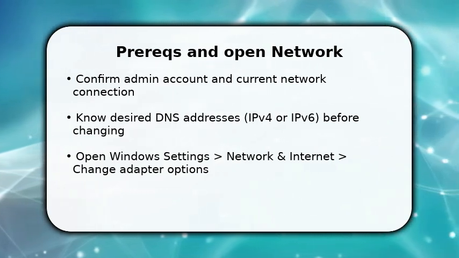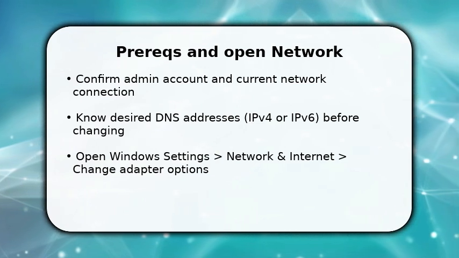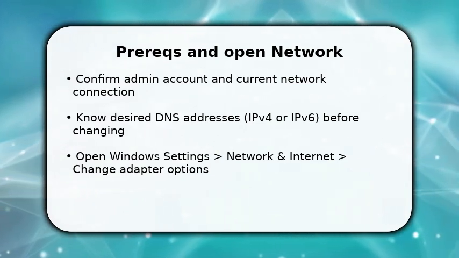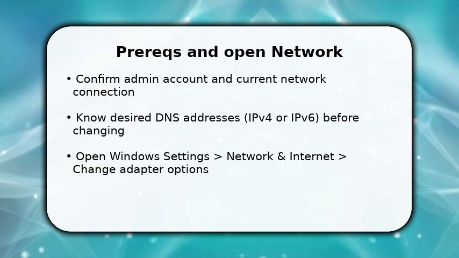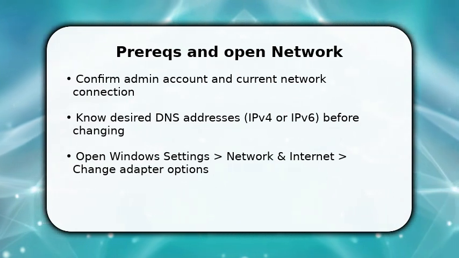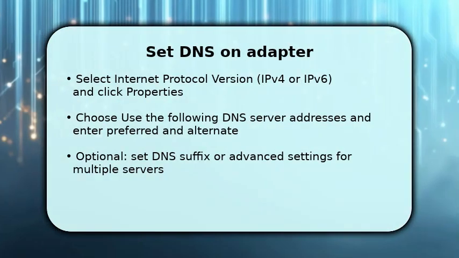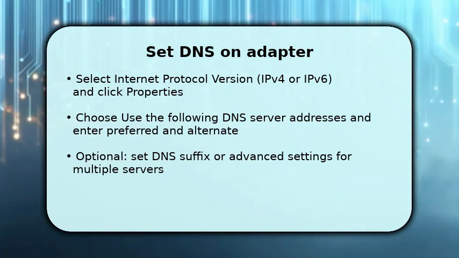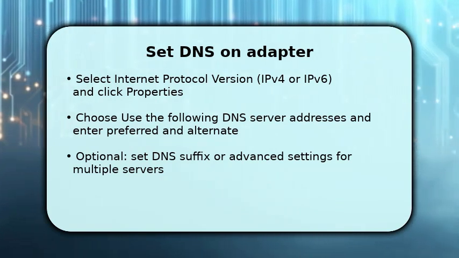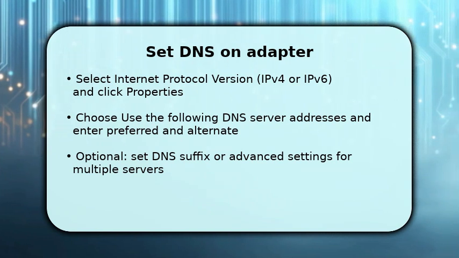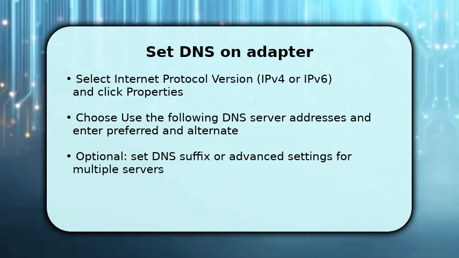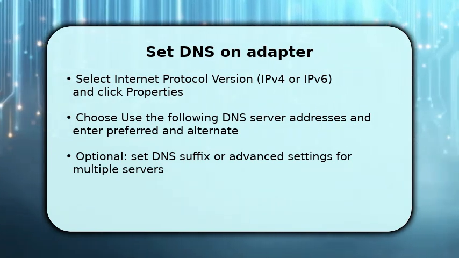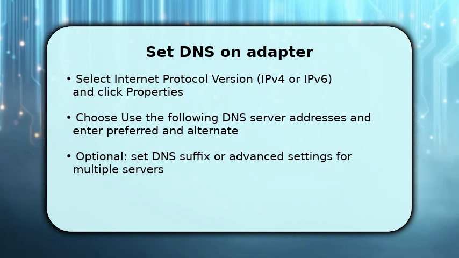TCP/IPv4 or TCP/IPv6. Make sure to take note of the original settings so you can revert. This avoids downtime if the new DNS causes issues. You now pick IPv4 or IPv6 in the Adapter Properties panel and click Properties again to edit. Use the following DNS server addresses and type the preferred DNS, then the alternate, separate addresses clearly.